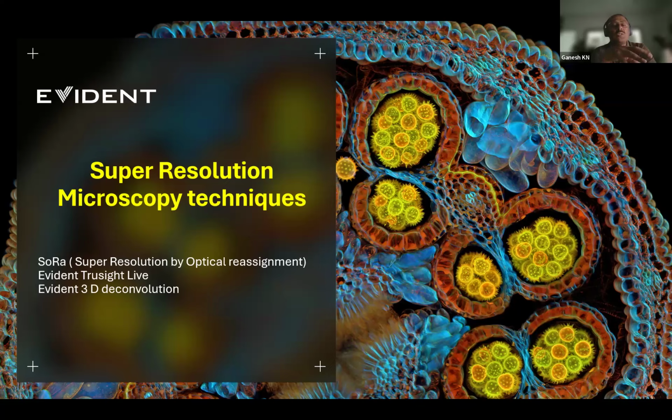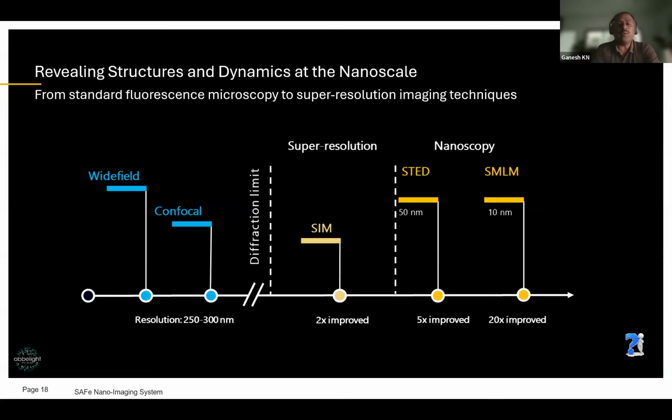None of these super resolution microscopes were giving more than 15 to 20 frames per second. But the demand was to achieve better spatial resolution and temporal resolution. So Yokogawa came out with a new technique called super resolution by optical reassignment, where they could image at a resolution better than conventional confocal.